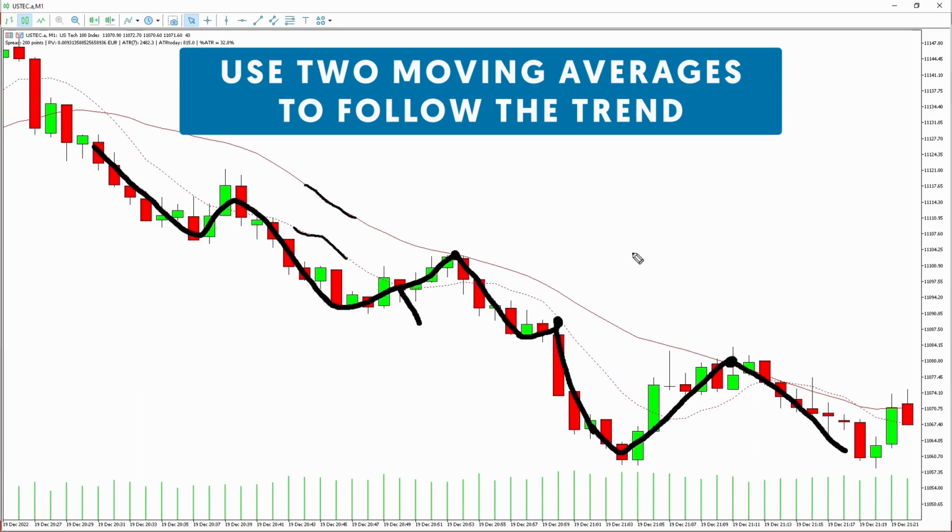Some of you may ask, what about the 21 moving average, or what about the 9 moving average? They are pretty much the same. If you plot the 8 moving average and the 9 moving average, you will see two lines pretty close to each other. And if you plot the 21 moving average and the 20 moving average together, you'll also see two lines very close to each other. So it doesn't really matter, they are pretty much the same thing.